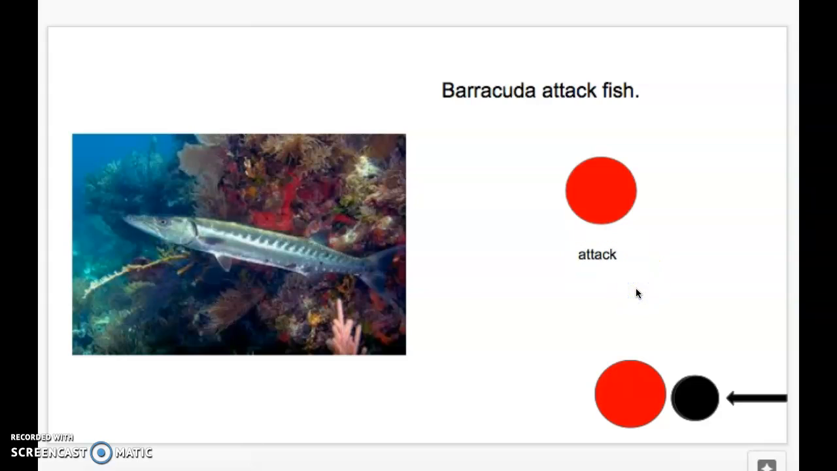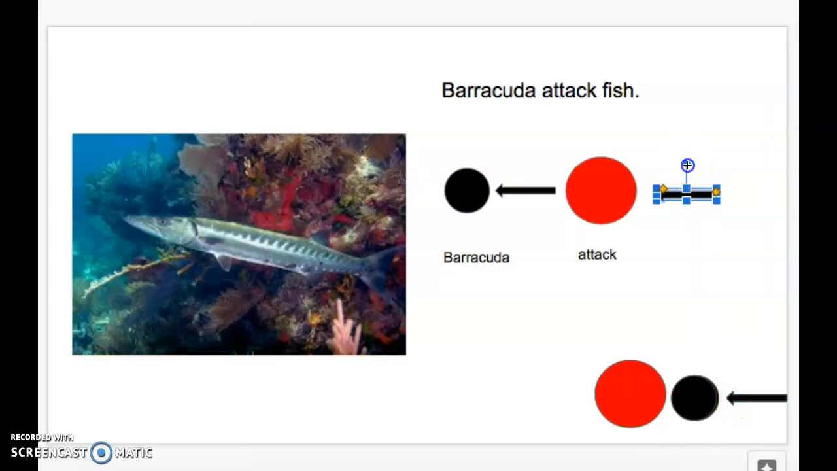Second thing I ask, who is it or what is it that attacks? Barracuda are the things that attack. So we'll have our black arrow pointing away from our action, like the rays of the sun, giving off its energy to our sentence. And so it is our barracuda that performs our action. And then now I'll go to my third and new thing. Barracudas attack what? Fish. Fish are receiving my action.